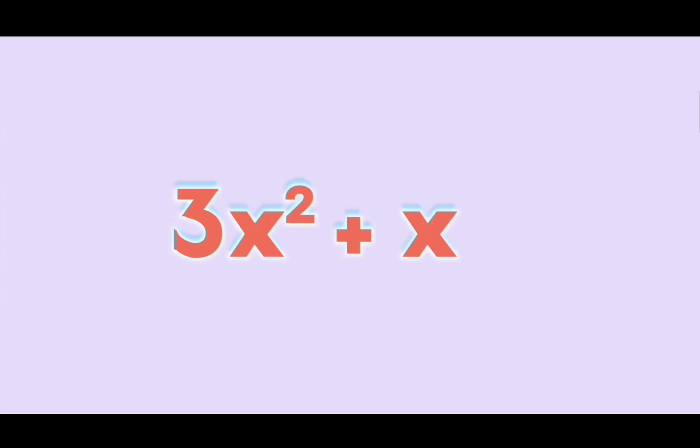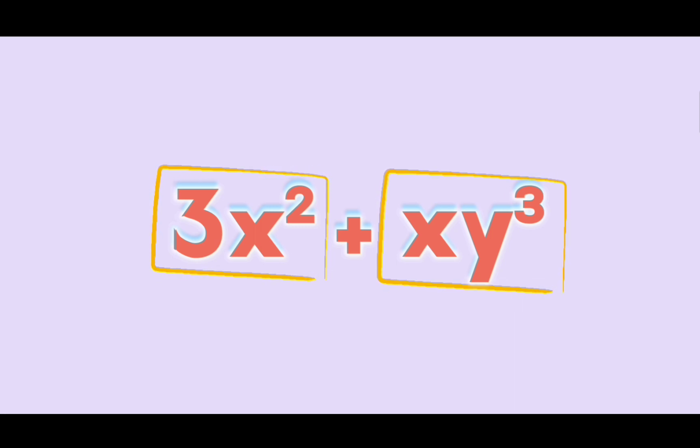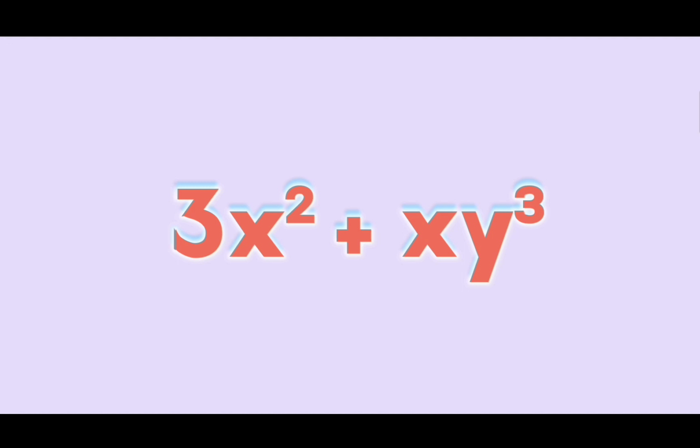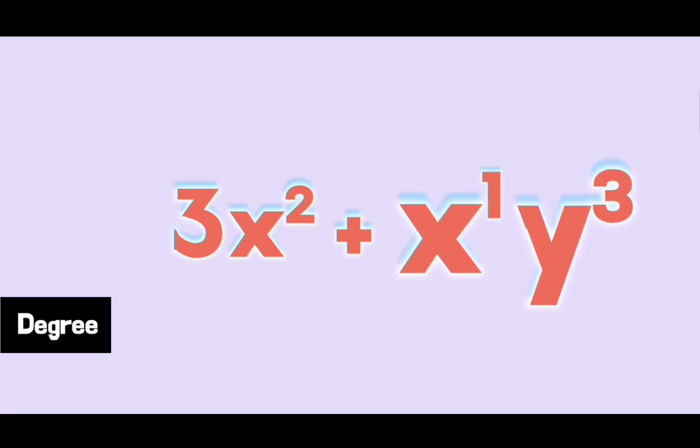Okay, now let's try another polynomial. 3 times x square plus x times y cube is a polynomial. It's made of two monomials, so it's actually a binomial. Since it contains exponents, it has what's called a degree. You find the degree of a monomial by adding the exponents of the variables together. Remember that saying x is really the same thing as saying x to the first power.